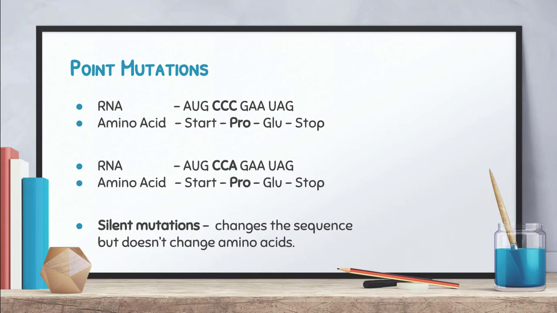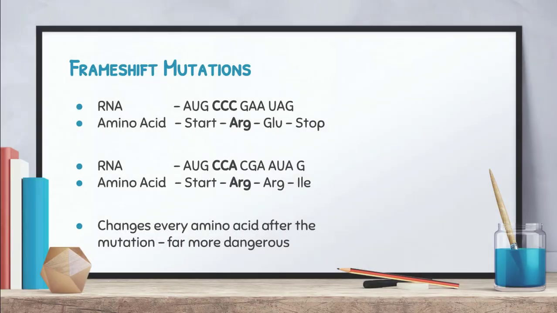We can also have what's called a silent mutation. So for example here, CCC codes for proline, and the last C gets altered and changed to an A. Well, that also codes for proline. So we change the sequence, but we don't actually change the amino acids, because if we look at our chart, we'll recognize that CCC and CCA actually code for the same amino acid. So this is known as a silent mutation because it changes the sequence but doesn't change the amino acid.